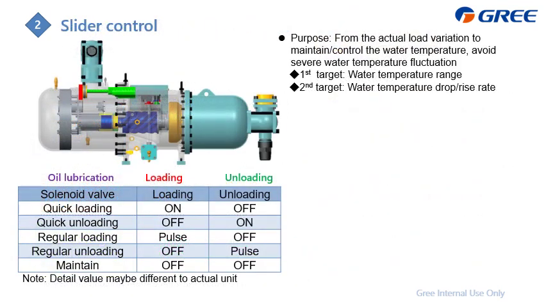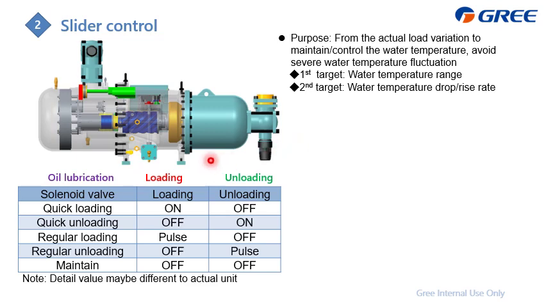This slide displays how to control the slider position. The purpose is for the compressor: according to the actual load, if it changes, we need to change the compressor output to meet the load, to avoid the water temperature fluctuating a lot. So we have two targets. First is our water setting temperature, to avoid it fluctuating a lot. And the second is the temperature change rate, also not too fast, to keep it changing slowly.